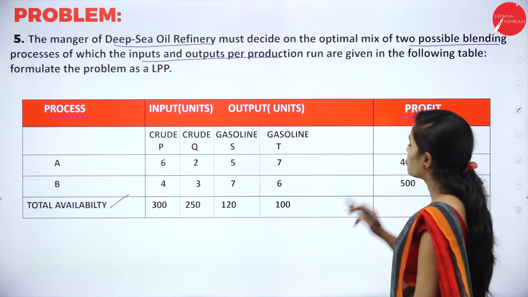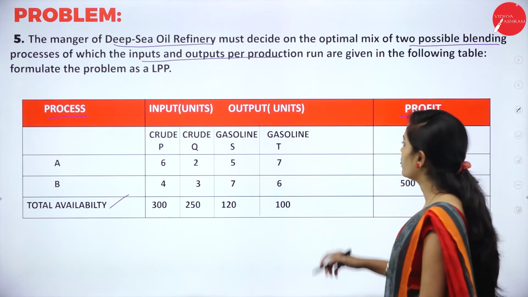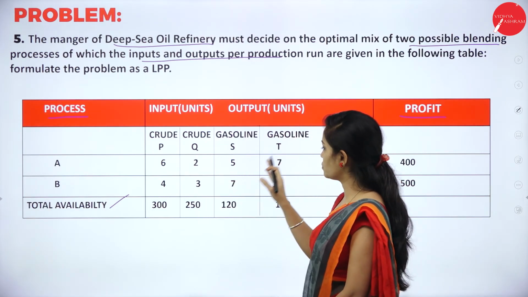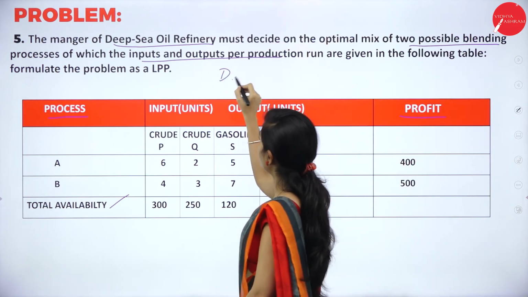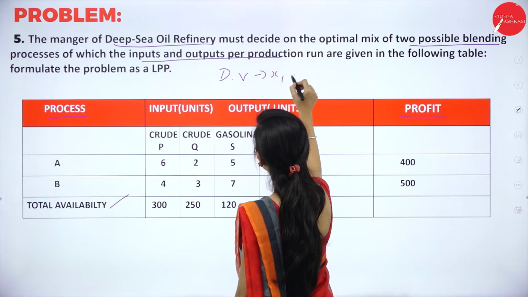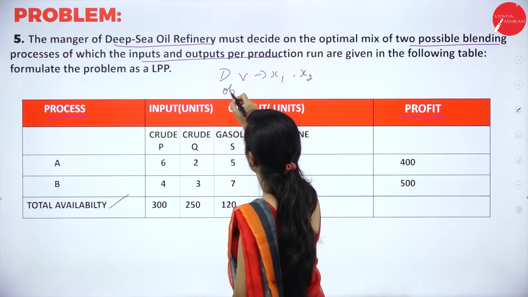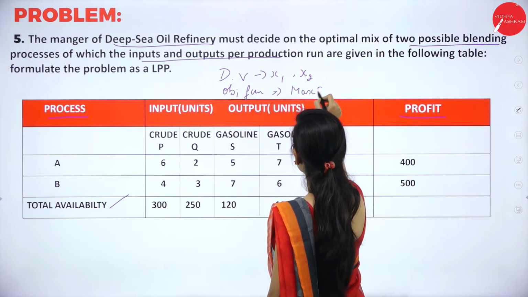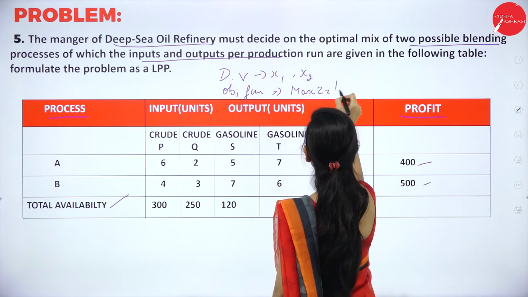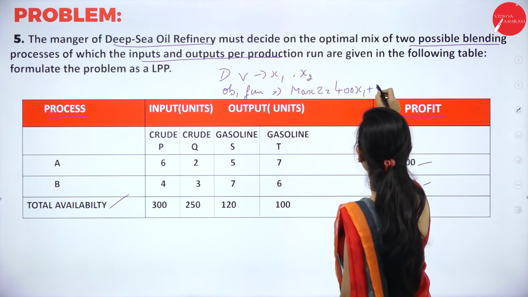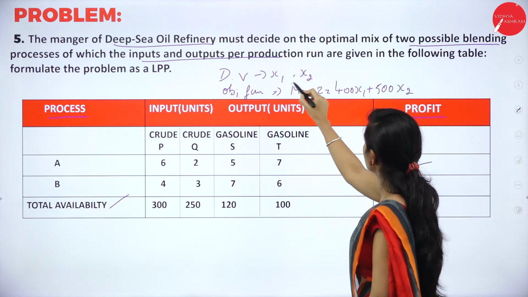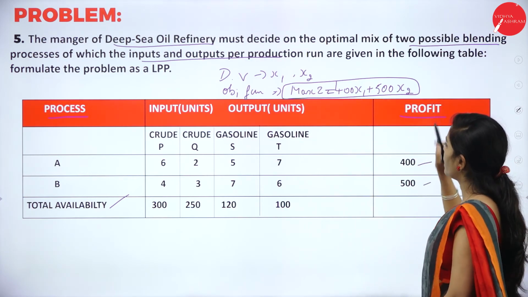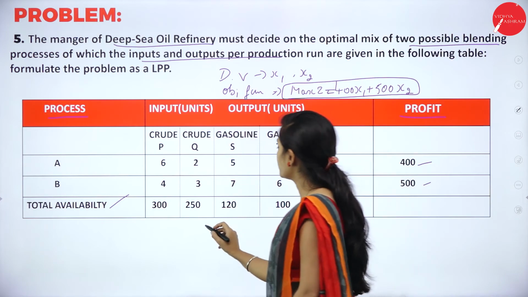So first write the profit, that means the maximization value. First I will consider the decision variables x1 and x2. So what is the objective function? Max Z is equal to the profit, 400 x1 plus 500 x2. So this is your objective function, and then subject to constraints.